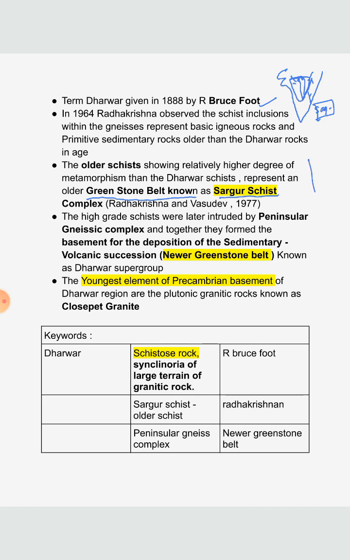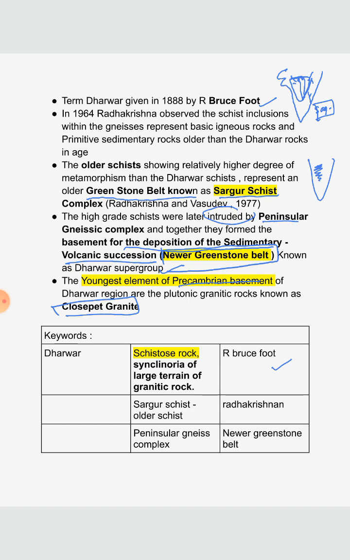So first, the basement was formed by the Sargur schist, and then that basement was intruded by the peninsular gneiss complex, and together they formed the basement for deposition of sedimentary volcanic succession called the newer greenstone belt, which is known as Dharwar supergroup. And above the Dharwar supergroup, the youngest element of the Precambrian basement is known as Closepet. So few keywords we need to keep in mind before writing the answer.